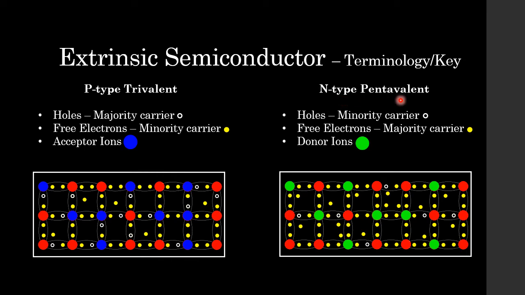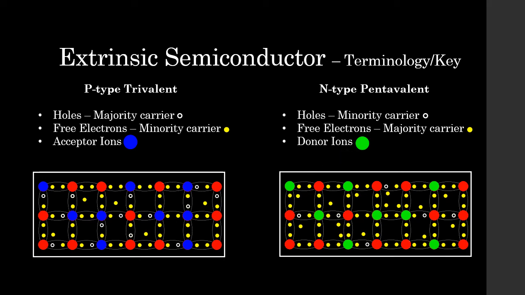Looking at the n-type pentavalent, we now have holes which are the minority charge carrier. Yes, students, look at that. Much less number of holes compared to free electrons in an n-type semiconductor. And of course, because there's a lot of free electrons, quite a few, look at them. Can you see them? Yes, you can. The free electrons are the majority carrier. And finally, because these phosphorus or pentavalent atoms are providing a free electron to the crystal lattice, they are known as donor ions.